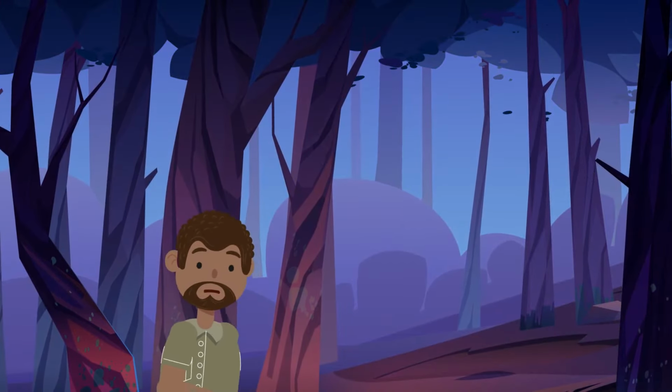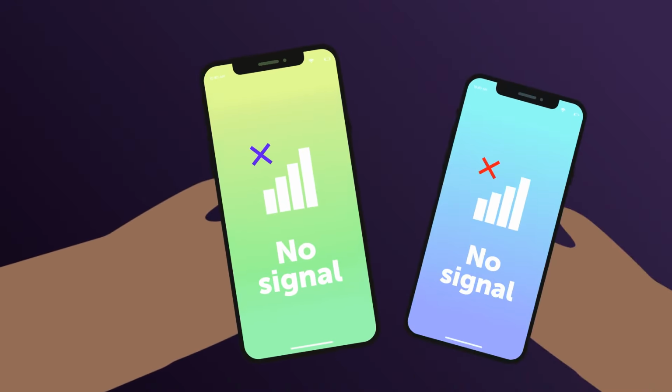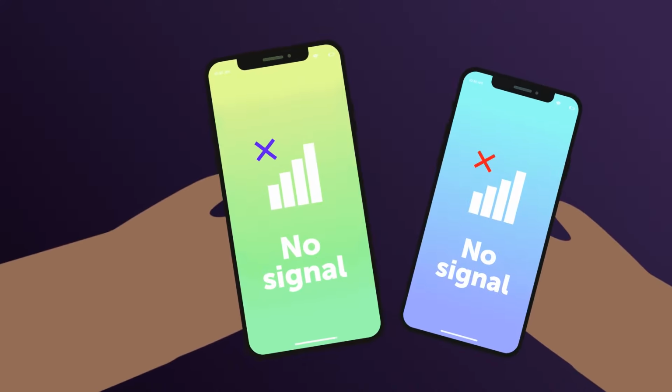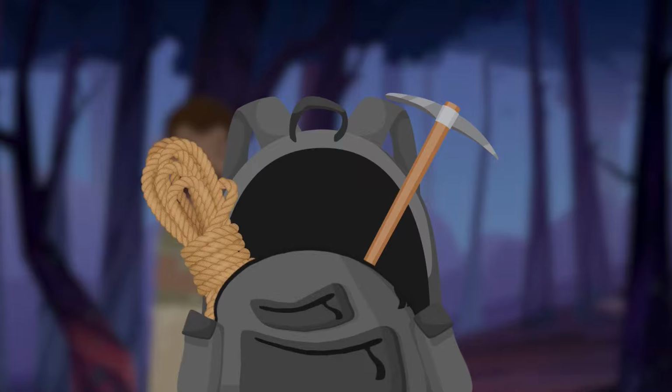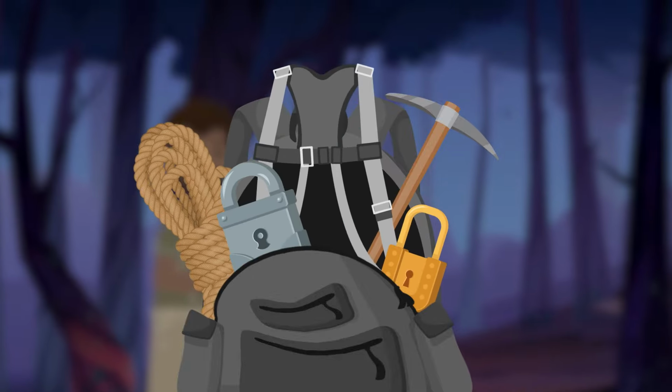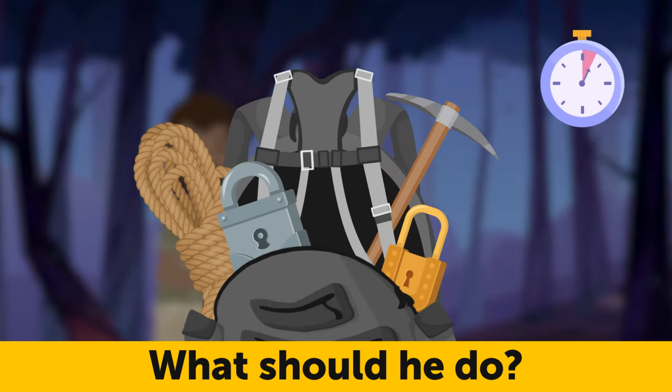Night was approaching. He tried to call for help, but neither phone had any signal. His only choice was to venture out and seek help. He checked both gear bags and found a small pick hammer, some ropes, some sturdy locks, and a harness. What should he do?